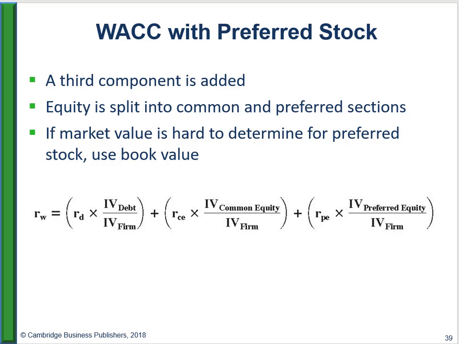We're going to take the weighted average cost of capital, here denoted by RW, equals the two terms we already looked at. RD is the cost of debt, RCE is the cost of common equity, RPE is the cost of preferred equity. And usually preferred equity has a face value interest rate associated with it, much like a bond. So it'll be 8% times the percentage of the capital structure.